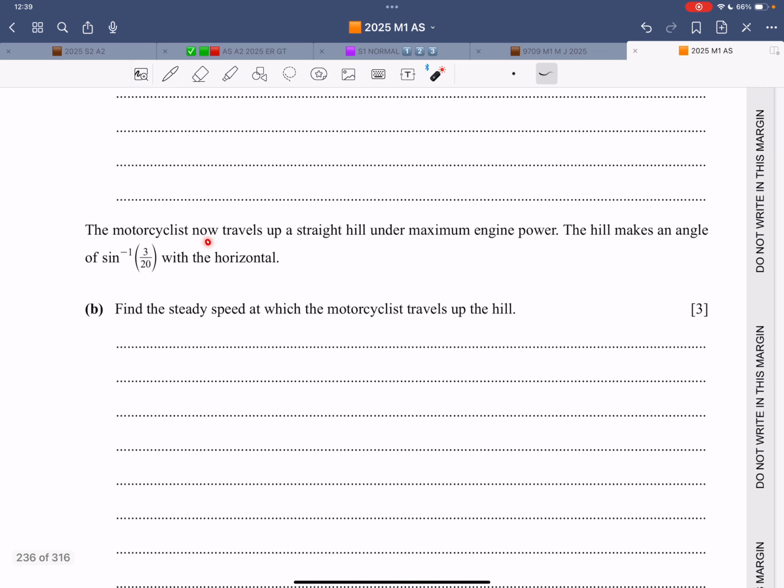The motorcyclist now travels up a straight hill under maximum engine power. The hill makes an angle of this much, and find the steady speed at which the motorcyclist travels up the hill. Nice question. First, it's horizontal.